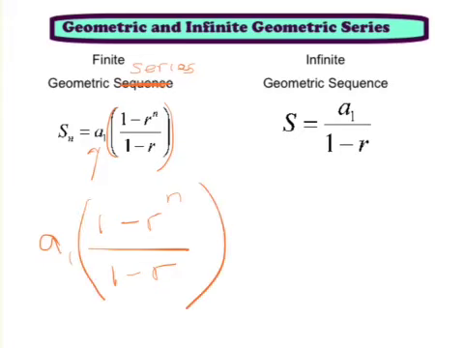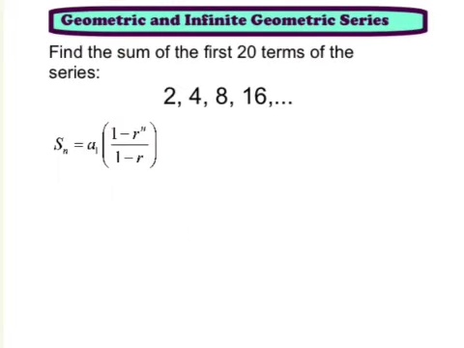It's a little bit less clear with the pixelation here. And then when it's infinite, the infinite series would look like this, A1 divided by 1 minus r. In both cases, we need to know the first term and r, but in the finite series, we're incorporating that n. That's how many terms we're adding together. So let's see them in action.